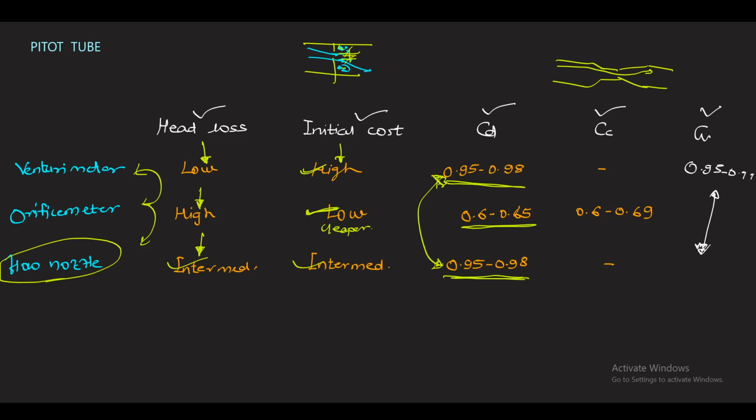So the value of Cc, the coefficient of contraction, lies between 0.6 and 0.69. For the venturimeter and flow nozzle, of course, there is no need for the coefficient of contraction, and this value, the coefficient of velocity, always remains the same for all the cases.